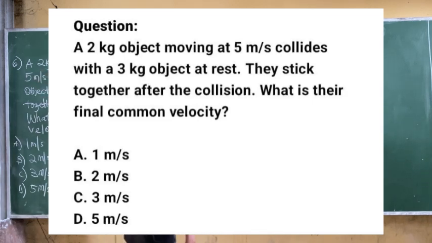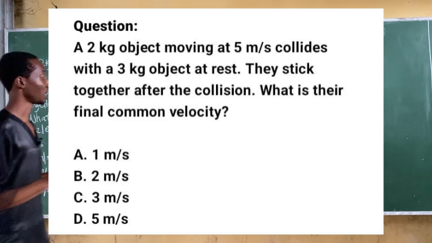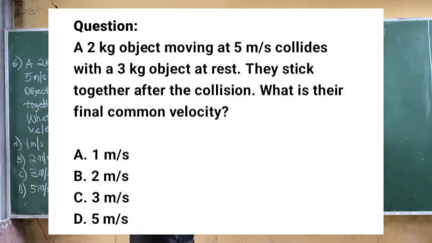A 2 kg object moving at 5 meters per second collides with a 3 kg object at rest. They stick together after collision. What is their final common velocity? Now, I'll give a free body diagram and then I'll explain better.